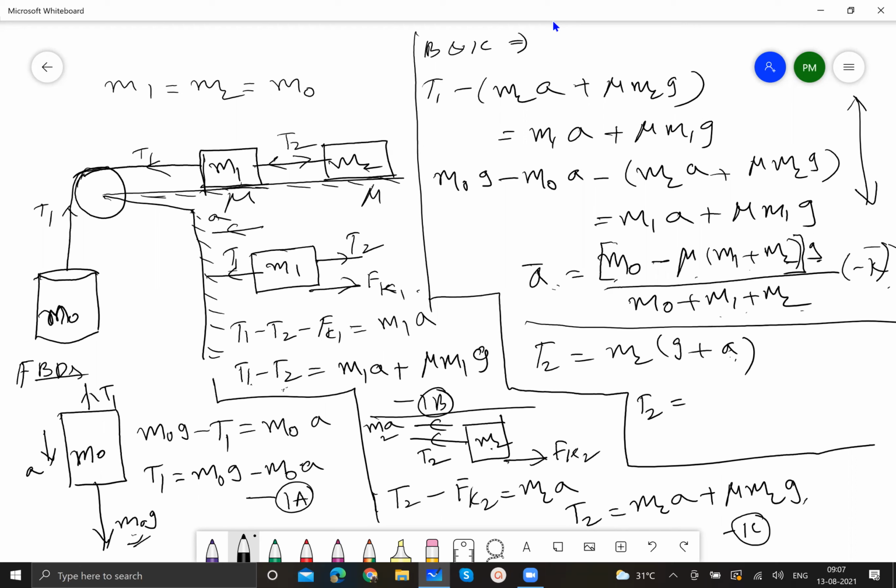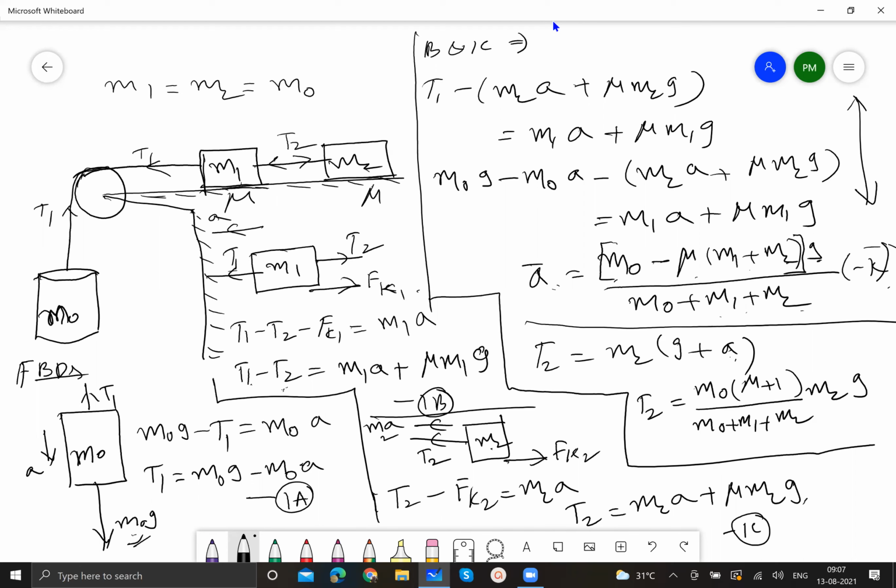So T2 will be finally simplified as M naught into mu plus 1, by M naught plus M1 plus M2, into M2 into G. The most simplification part, I am leaving it to you. This is T2.